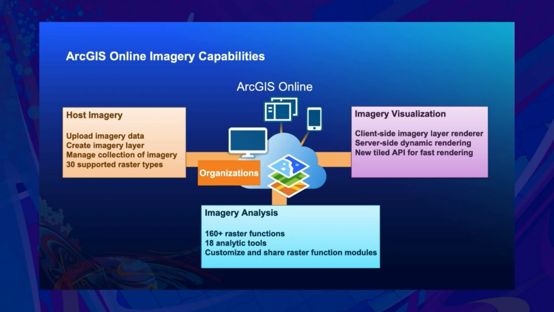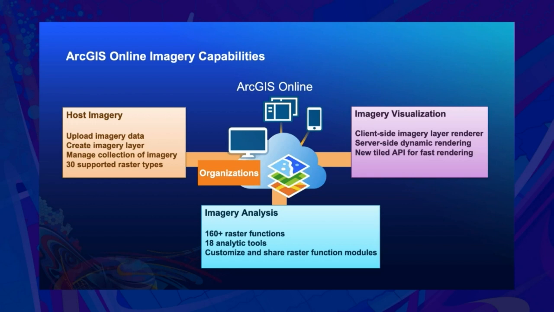And once you are able to create those imagery layers, you can visualize them in the ArcGIS Online web map. We have also enhanced our web map, the JavaScript API, to support client-side imagery layer rendering. Meanwhile, you also maintain the capability to perform server-side dynamic rendering if you decide to publish an imagery layer that has those features. And we also enhanced our client to utilize the tile API for imagery layers to further improve the rendering speed on the web map.